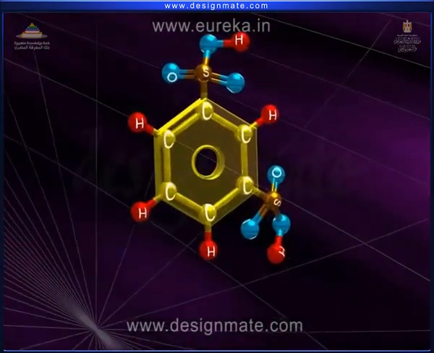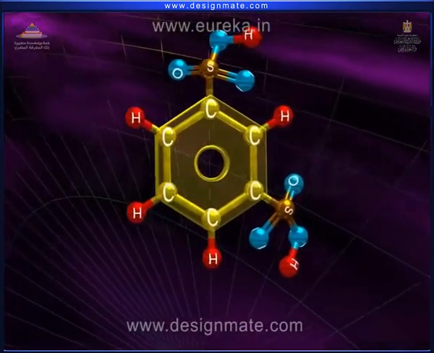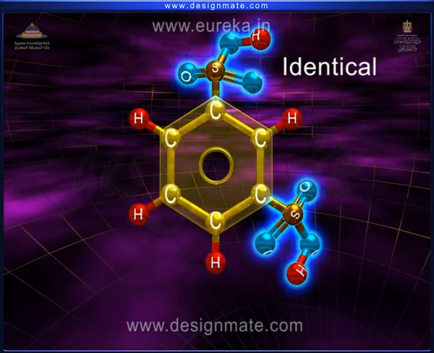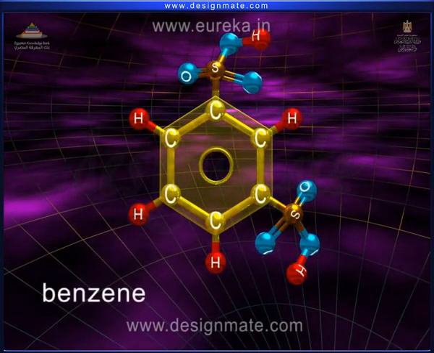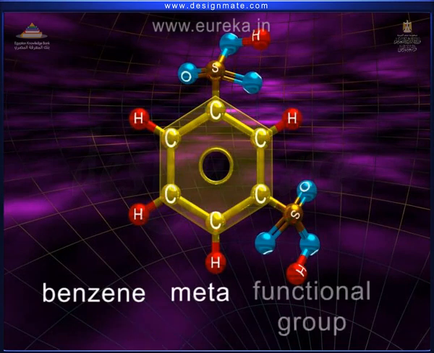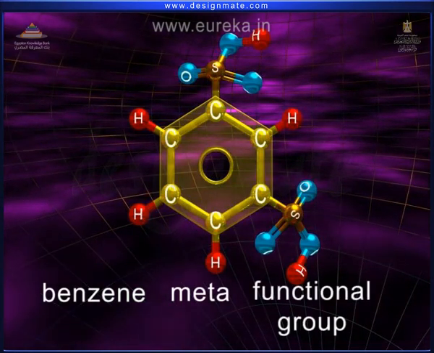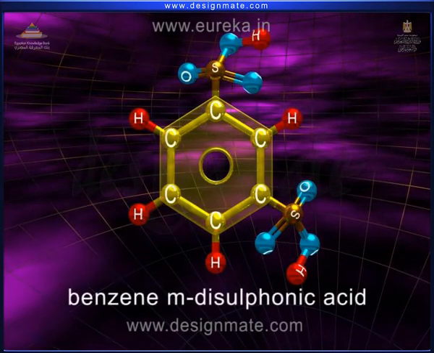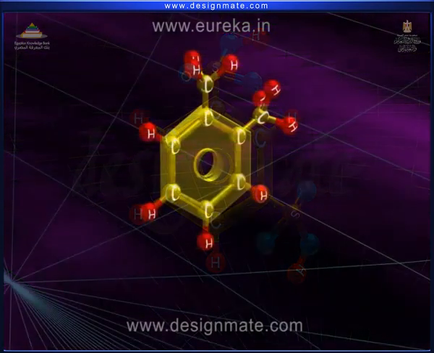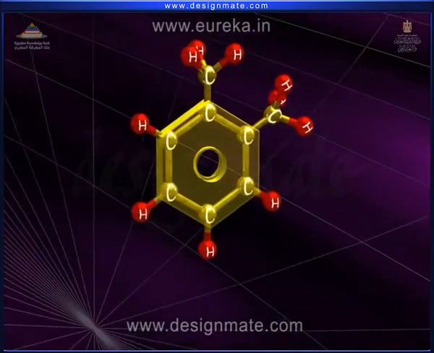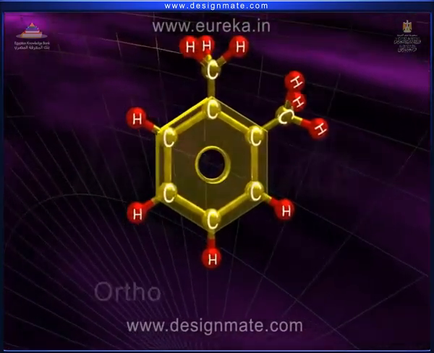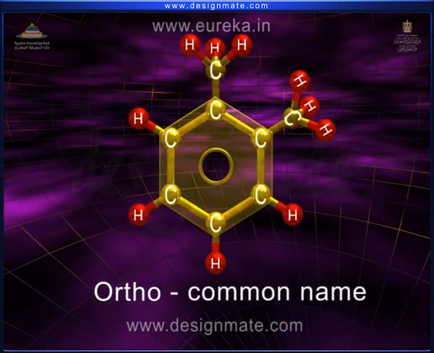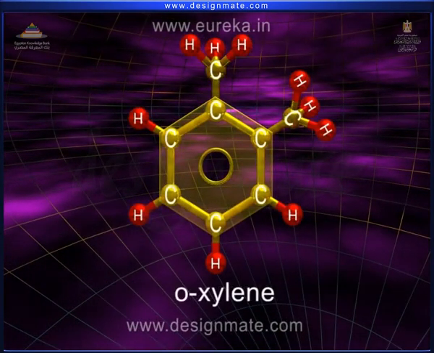While in some disubstituted benzene derivatives, if both the functional groups are identical, then to name such compounds, first the name benzene, then the sign for the position of the functional group, and finally the name of the functional group is added. For example, benzene meta-disulfonic acid. In some other disubstituted benzene derivatives, first the sign for the position of the functional group, then the common name is added. For example, ortho-xylene.